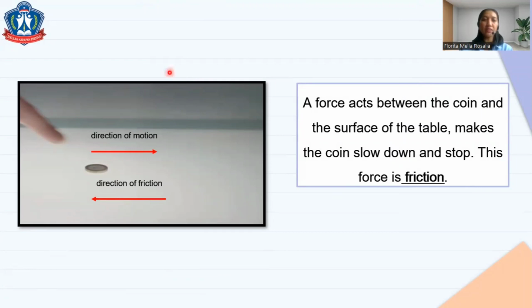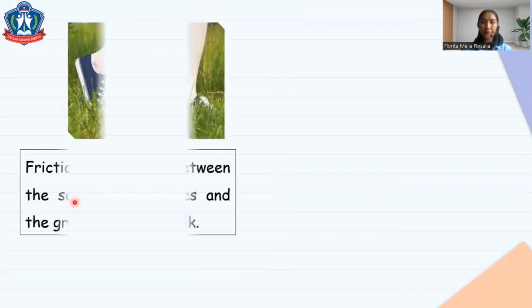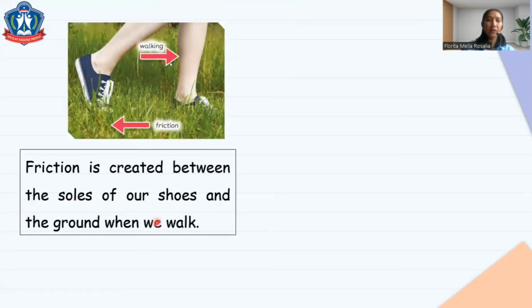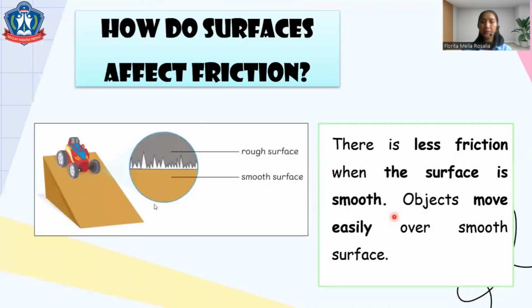If you see here, the direction of the motion of friction is against motion when two surfaces are in contact. The other example, friction is created between the soles of our shoes and the ground when we walk. Or the other one, friction is created between the ball and the ground when the ball rolls.